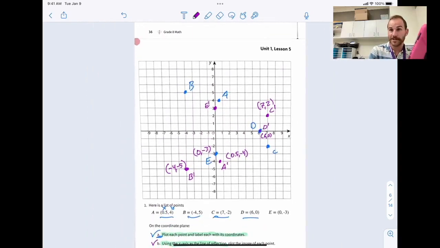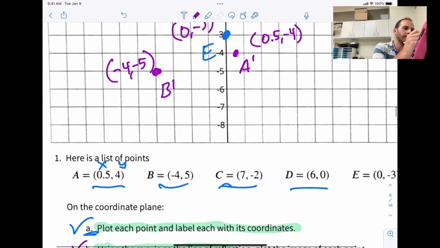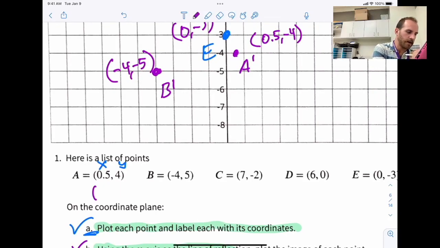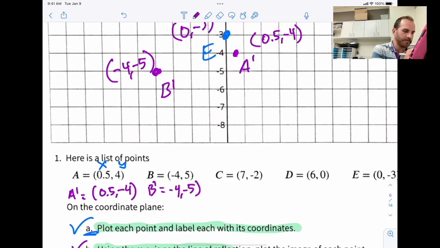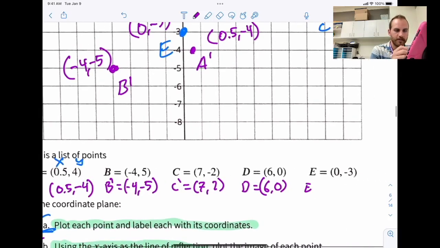That's the first one. Congratulations, we did it. So just to show you what happened, we were going across the x-axis, so I'll put these points underneath each of their letters. A prime ended up being 0.5, negative 4. B prime ended up being negative 4, negative 5. C prime ended up being 7, positive 2. D was the exact same point. And E ended up being 0, positive 3.